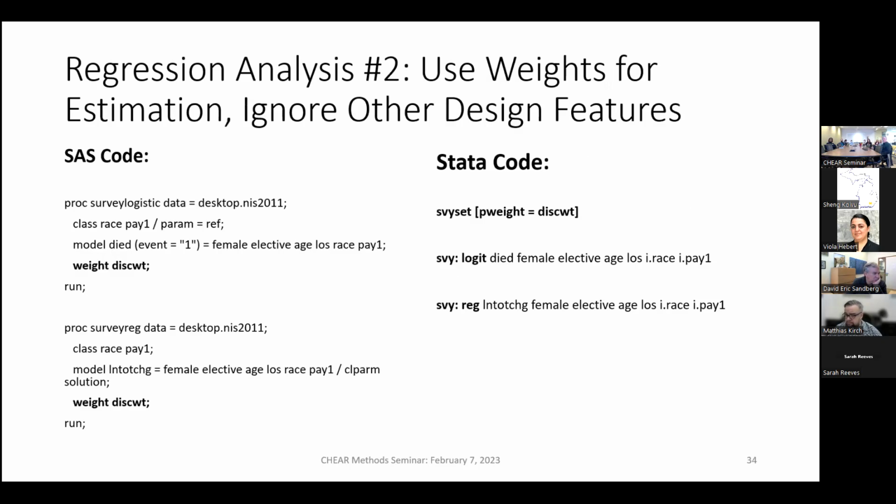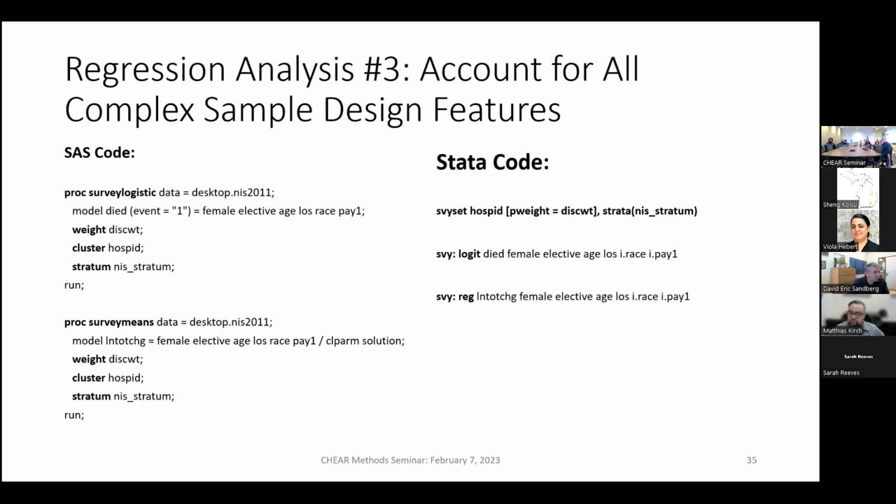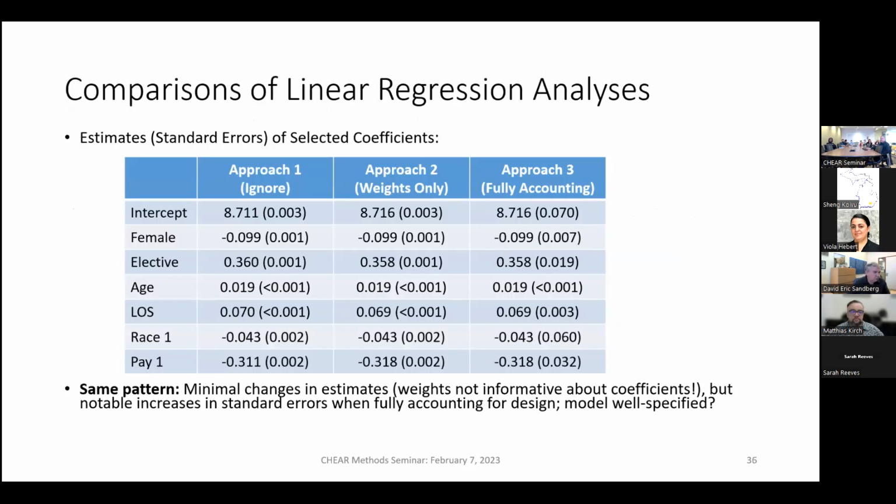Approach two, now we're accounting for the weights and fitting the regression model. So you can see I'm specifying a pweight in Stata, and I'm adding the weight statement to the survey procedures within SAS, just like we did before, to fit the models. And then approach three, fully accounting for all those design features, the weight statement, the cluster statement, and the stratum statement. And then in svyset in Stata, I'm again specifying each of those three design codes to make sure that I'm fully accounting for all these features, okay?